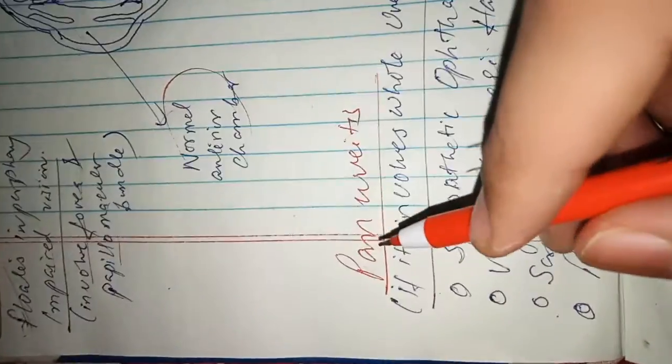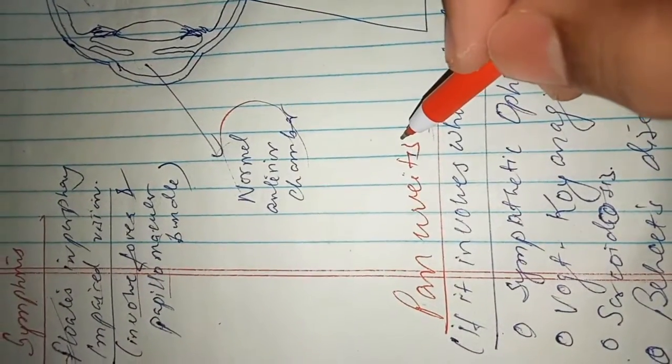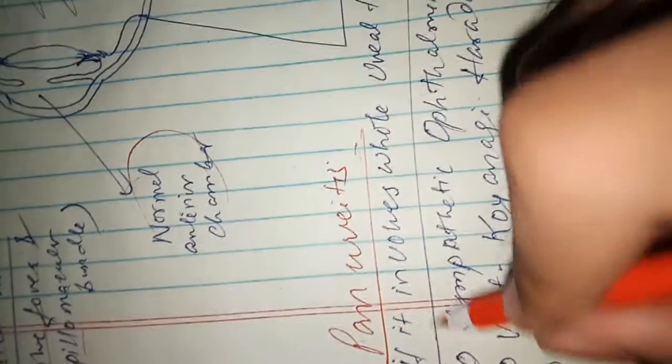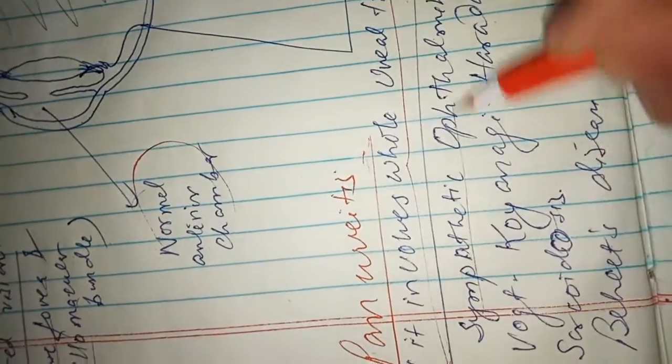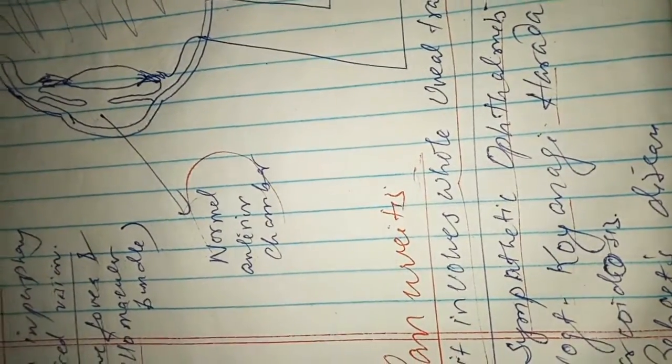So what is panuveitis? When all three parts combine together, they form the panuveitis. So what are the causes of panuveitis? The whole uveal tract is involved. The causes are sympathetic ophthalmitis and Vogt-Koyanagi-Harada syndrome. So what is Vogt-Koyanagi-Harada syndrome?